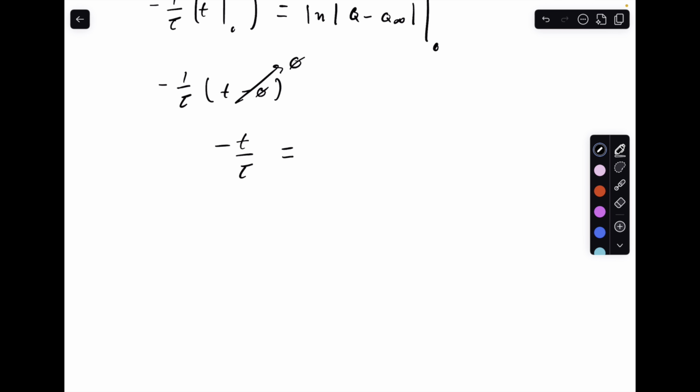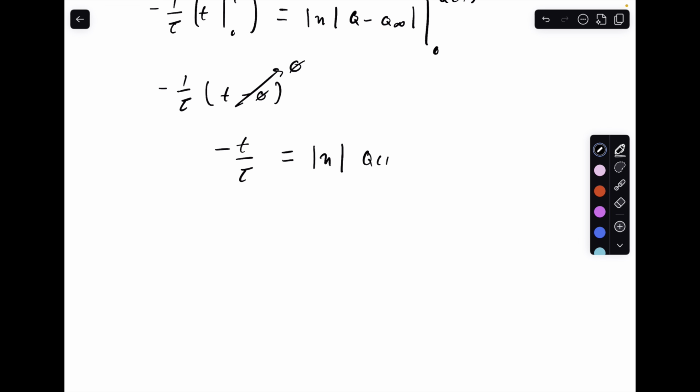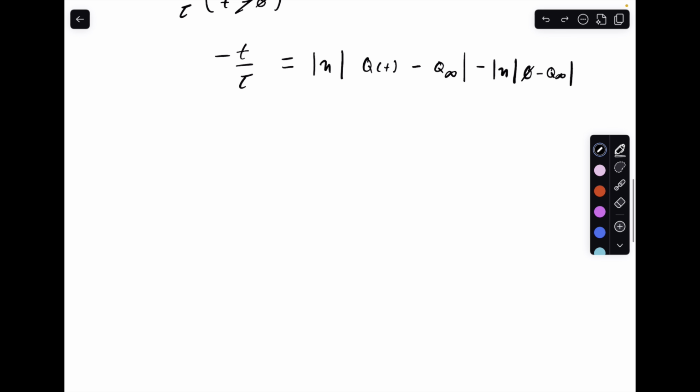And for our right-hand side, we'll have ln of q of t minus q infinity, minus ln of 0 minus q infinity, right? And notice I'm only plugging in q of t and 0 for this variable because although q infinity is a q, it's not a variable that I'm integrating with respect to or subbing in with respect to. It's a constant, right? We said that earlier.